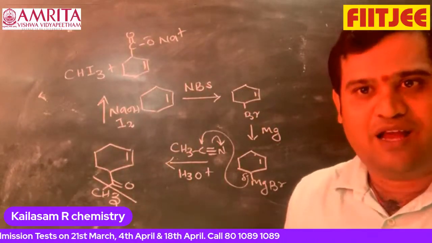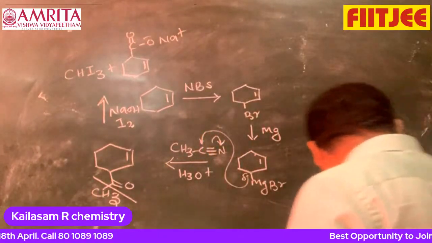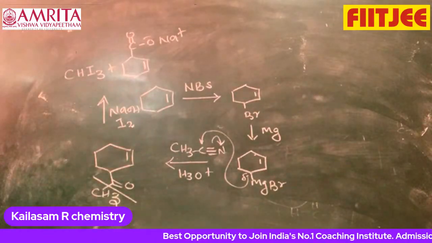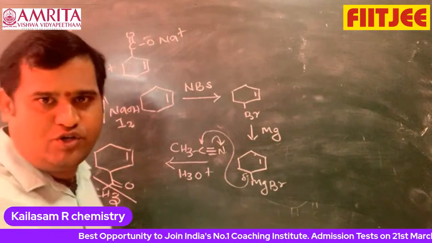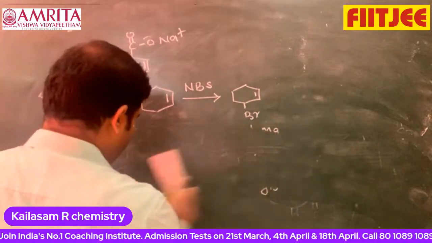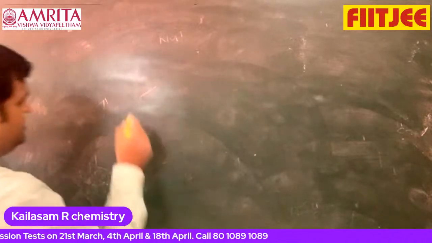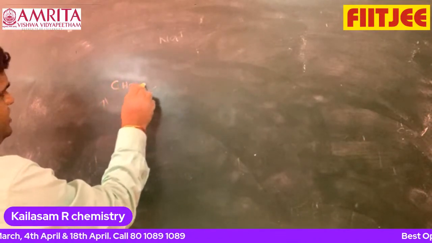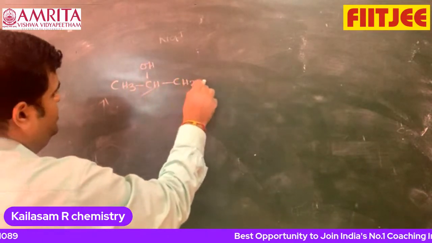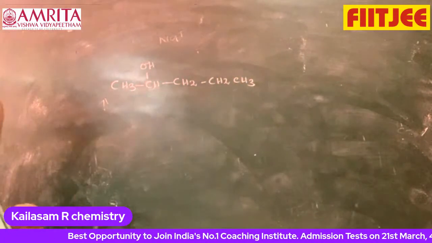Now next is very important. Aldol condensation. I told you secondary alcohols also undergo the iodoform reaction. For example, we can take CH3, CHOH, CH2, CH2, CH3. I can say this is 2-pentanol.